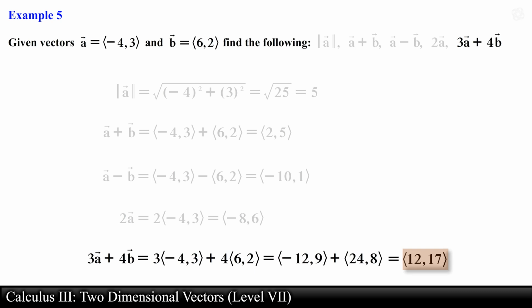Alright, in our next video, we will start taking a closer look at properties of vector operations. We will also learn how to prove these properties.